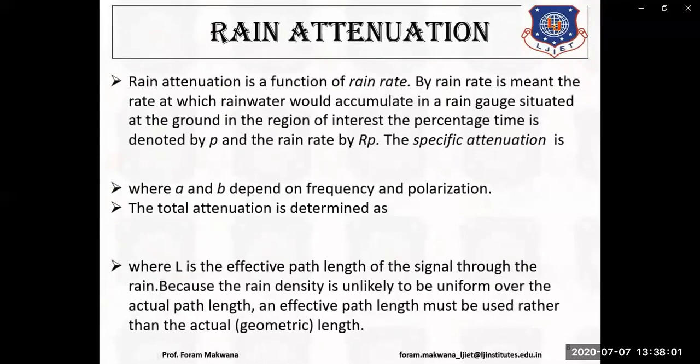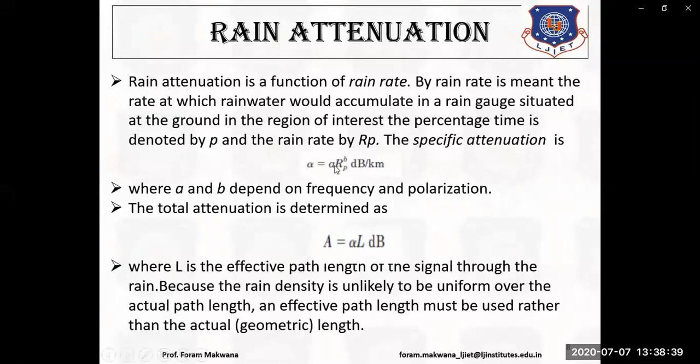Now, the last one, that is rain attenuation. Rain attenuation is a function of rain rate. By rain rate we mean the rate at which the rain water would accumulate in a rain gauge situated on the ground in the region of interest. This percentage time is denoted by P, and the rain rate is represented as RP.